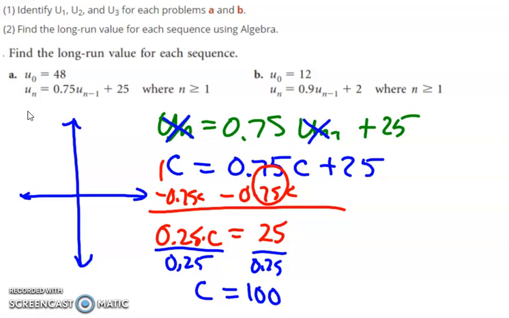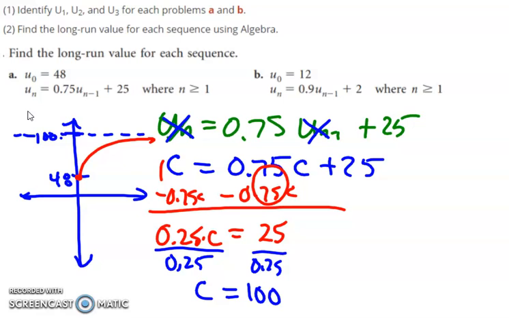So for this problem here, I'm going to graph this. We start at 48, and our graph is approaching 100. So I'm going to get the growth as U 1, 2, and 3 showed us. So we'll start at 48, and the graph is approaching, but we'll never get to 100.